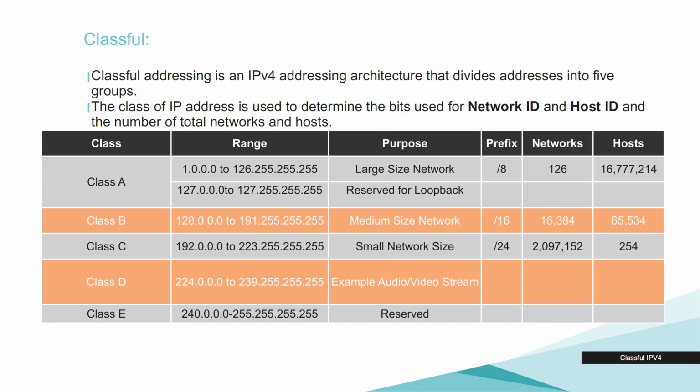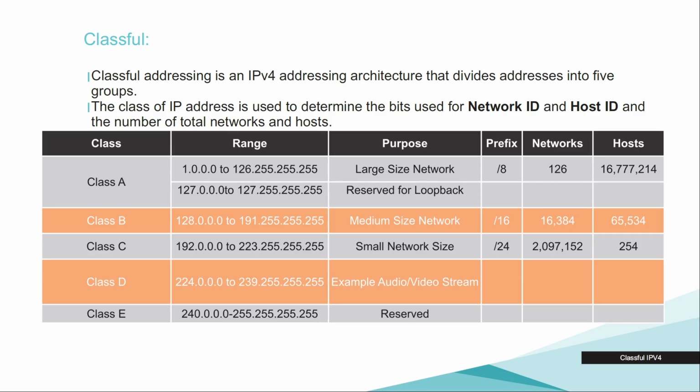Class B has the range 128.0.0.0 up to 191.255.255.255. Class B is used for medium-sized networks. The prefix is /16. The total number of networks is 16,384. The total number of hosts per network is 65,534.